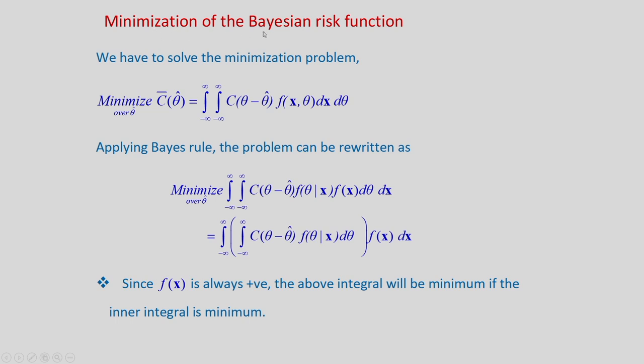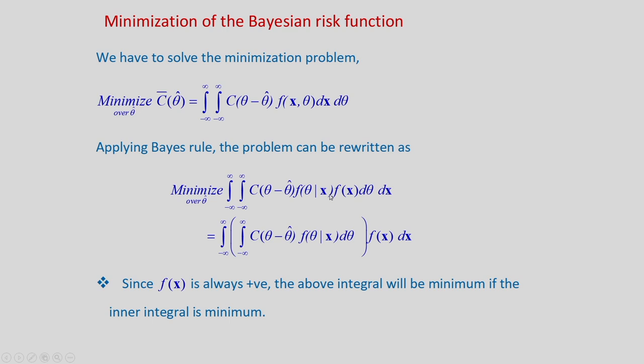Now, let us see how to minimize the Bayesian risk function. We have to solve the minimization problem, that is, minimize over theta hat C bar of theta hat, equal to the double integration from minus infinity to infinity of C of theta minus theta hat into f of x, theta dx d theta. Now, we will apply the Bayes rule and express this joint PDF as a product of the prior PDF and the conditional PDF. So, the minimization problem will now become: minimize over theta hat the double integration from minus infinity to infinity of C of theta minus theta hat into f of theta given x, that is the conditional PDF, into f of x, d theta dx.